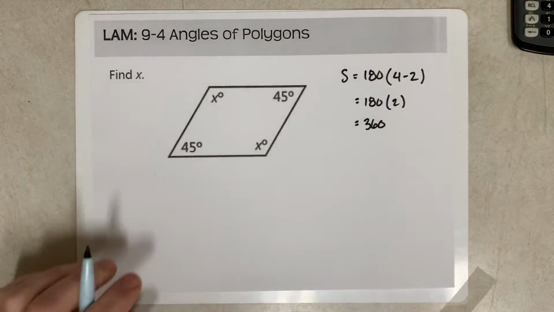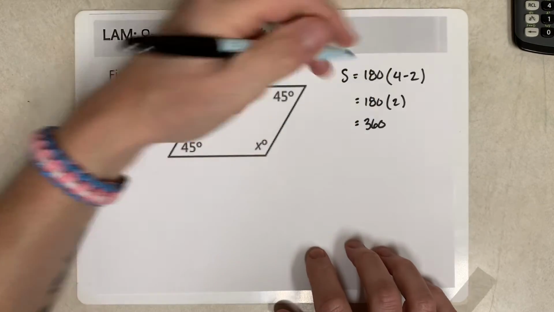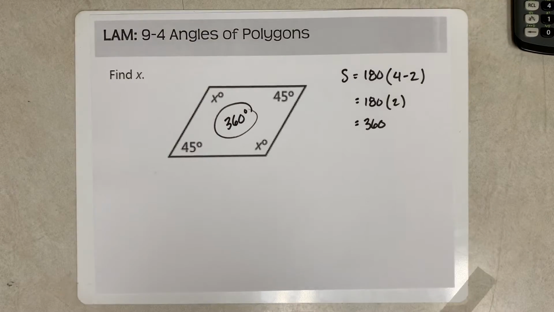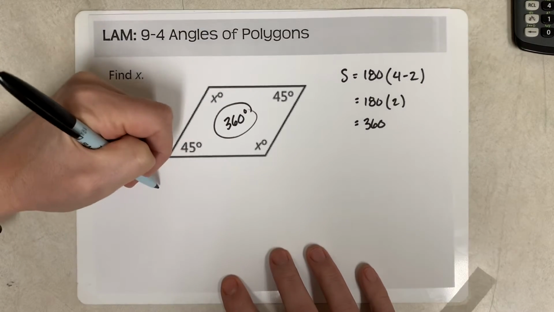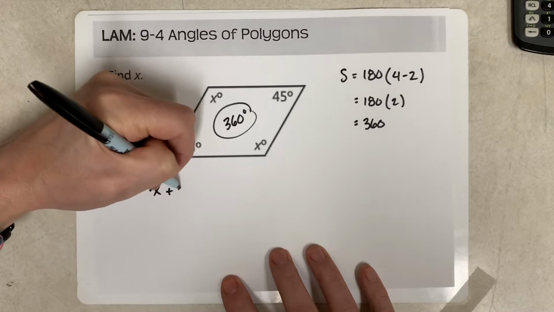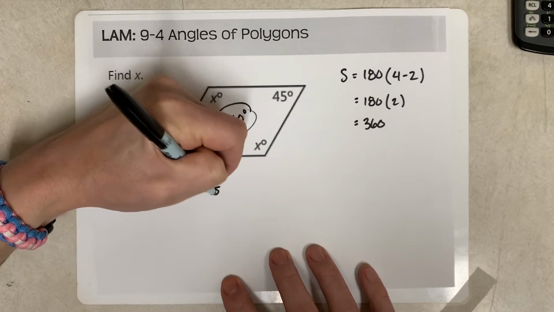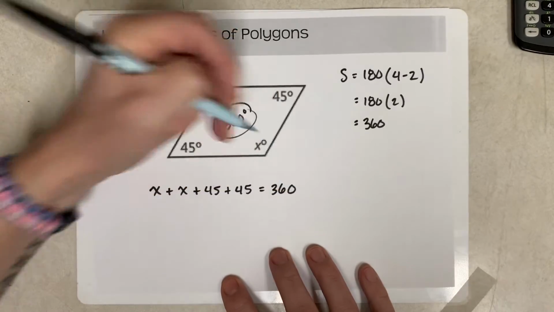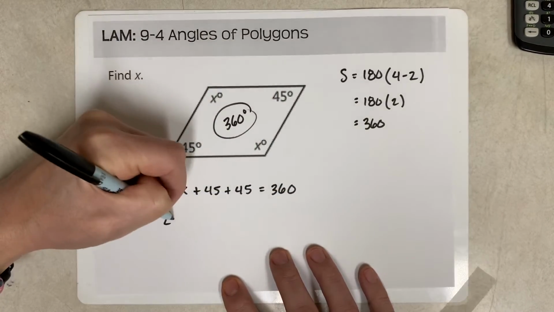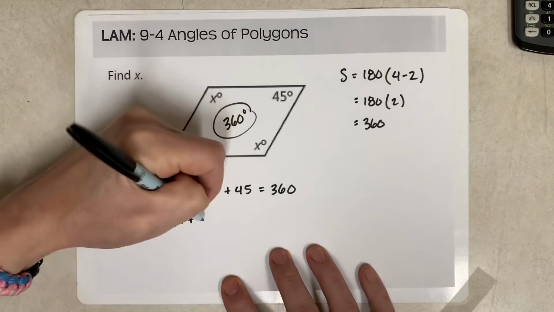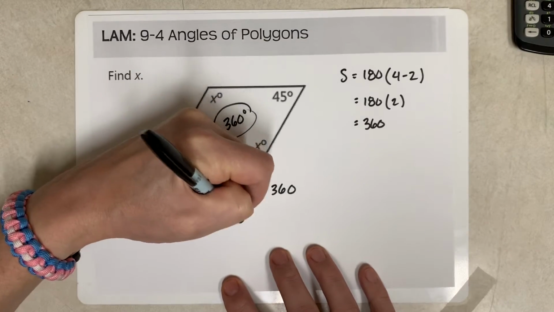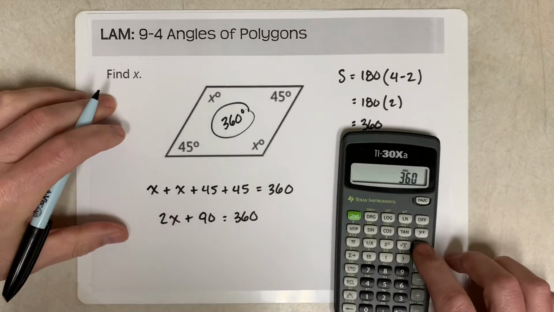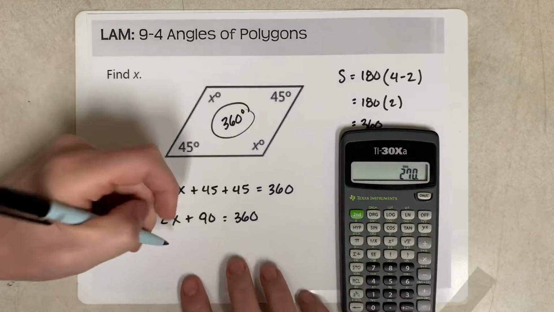So now we're going to add all these up and set it equal to 360, because that's what the sum of all those angle measures should be. We're going to say x plus x plus 45 plus another 45 equals 360. So now we have 2x plus 45 and 45 make 90, equals 360. Now let's take 360 and subtract 90 from it, and we get 270.